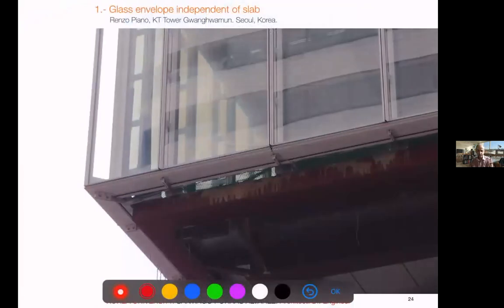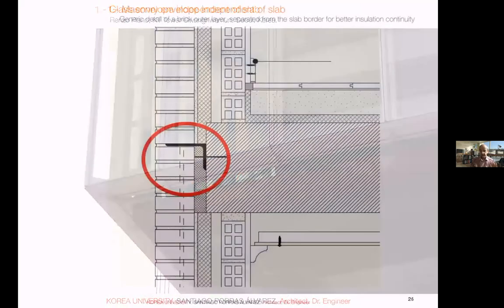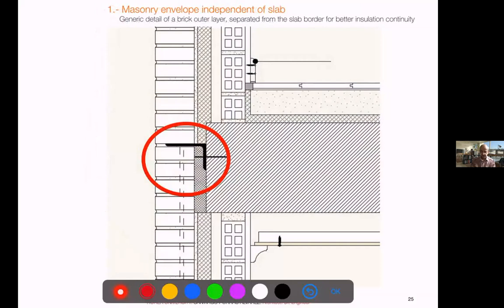This is a very clear case during construction, in which we really see the curtain wall element is clearly separated from the slab, from the structure. There's some element in between supporting it. This is a case of bricks, in which, as we saw in the example before, one structural element connects to the slab. So we have a continuous insulation. Of course, we cannot avoid a very tiny thermal breach there.